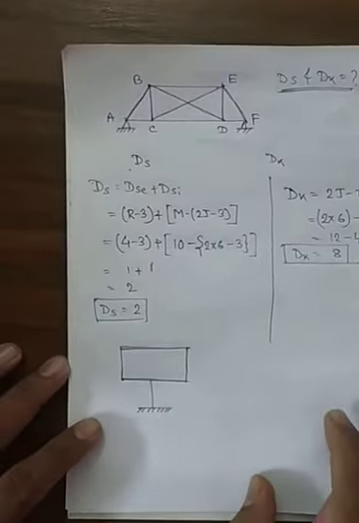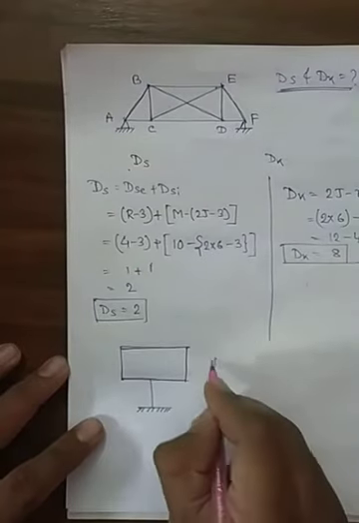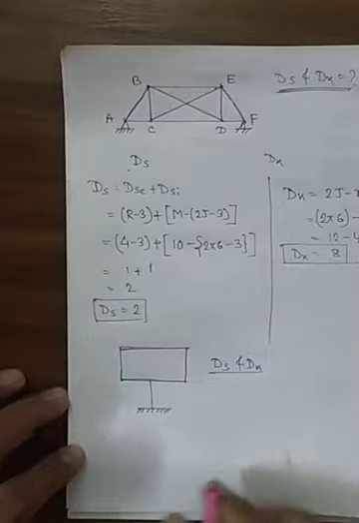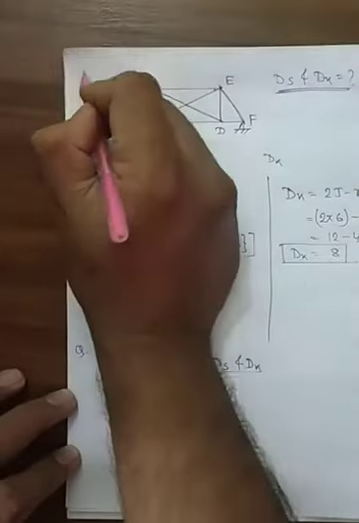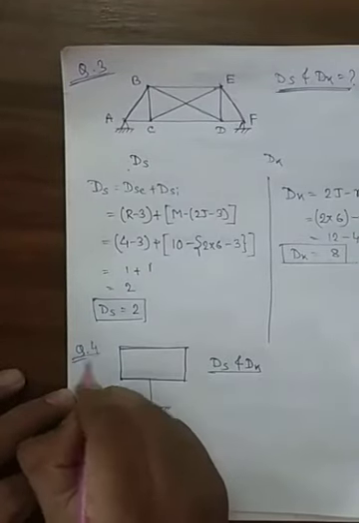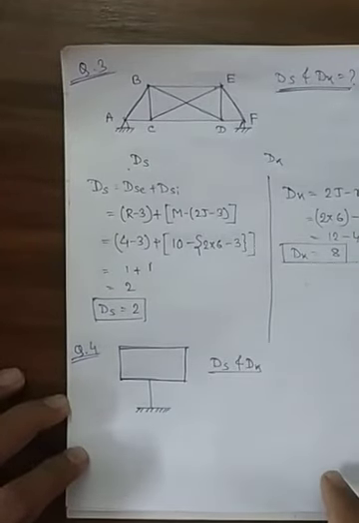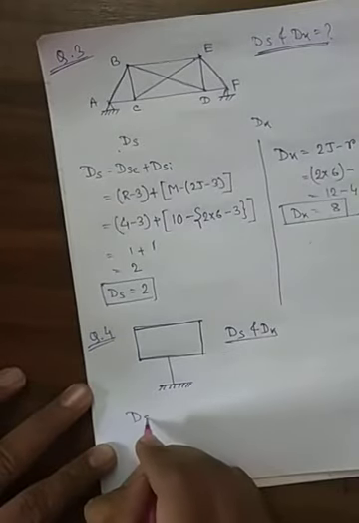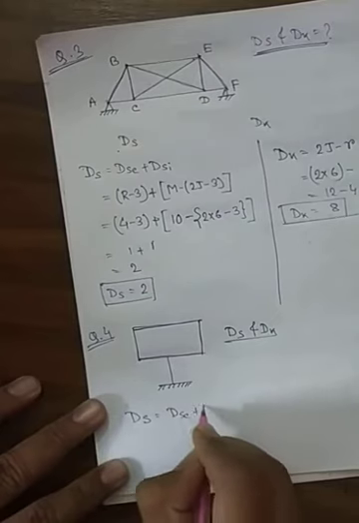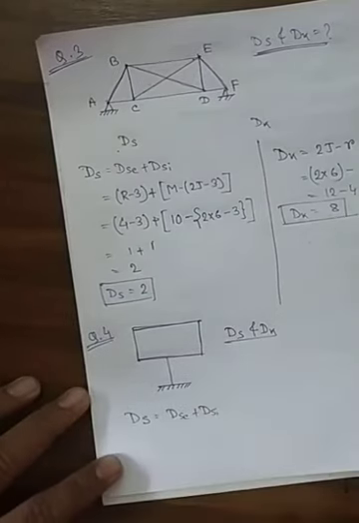This is a structure. You have to calculate ds and dk from this. This is question number 3, and this is question number 4. Okay, ds and dk you have to calculate. First of all, ds is dse plus dsi.